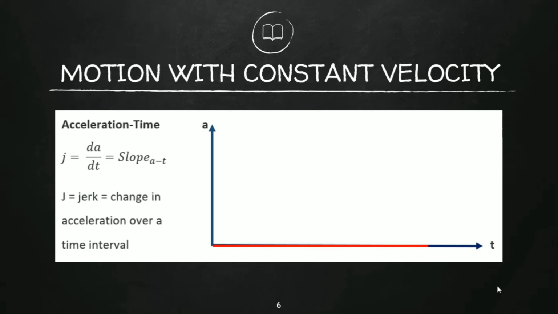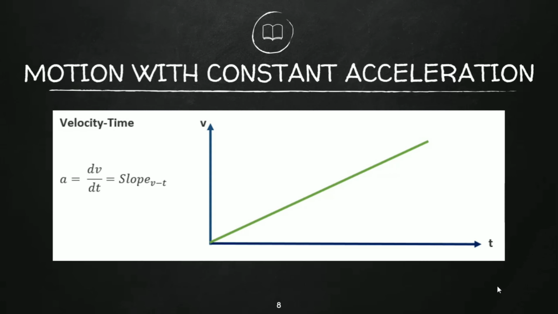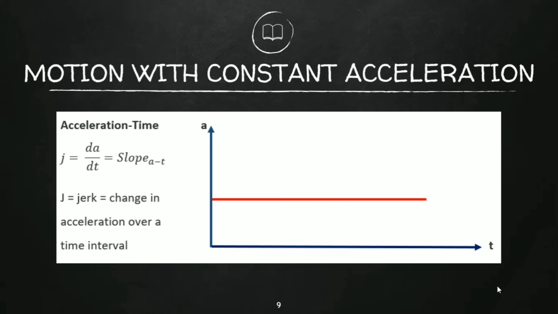Next is motion with constant acceleration. We have here a second degree curve in the position time graph. Differentiating, you will arrive with the velocity time, and its degree will be first degree. Further differentiating with respect to time, you will arrive with the acceleration time graph. And for this one, you have constant acceleration.